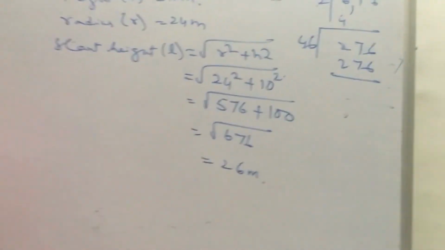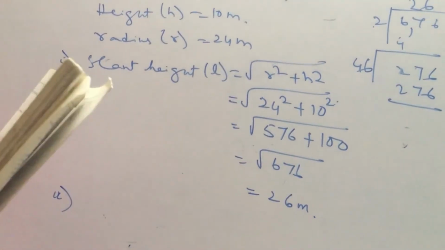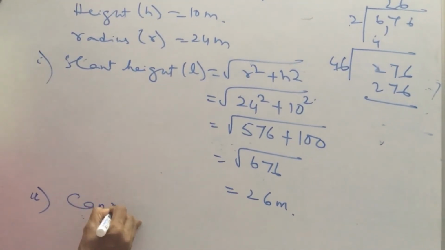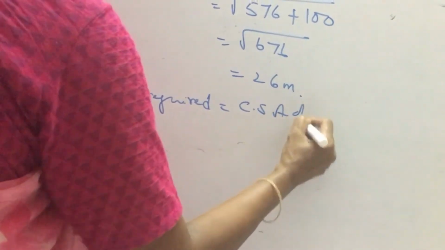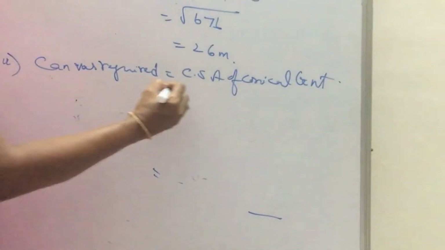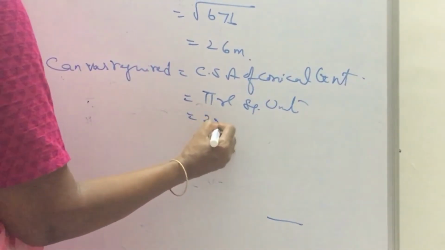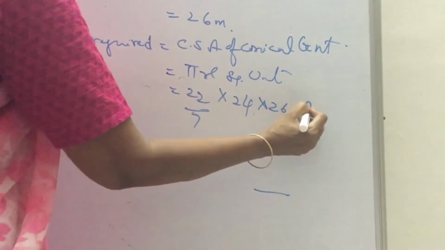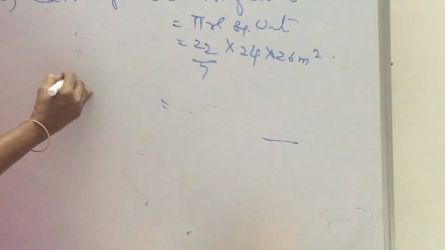Now what are we asked to find, children? First bit is slant height. Second bit is the cost of canvassing. Canvas required first is what? Canvas required is equal to, afterwards cost, children, CSA of conical tent. The canvas required is equal to CSA of the conical tent, pi RL square units. 22 by 7 into R 24 into how much? 26 meters square. Yes, you need not cancel. Why? Because you are going to find out the cost.